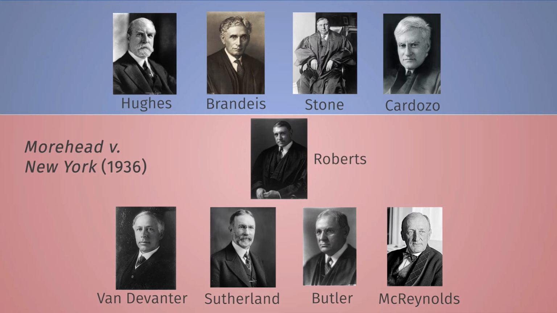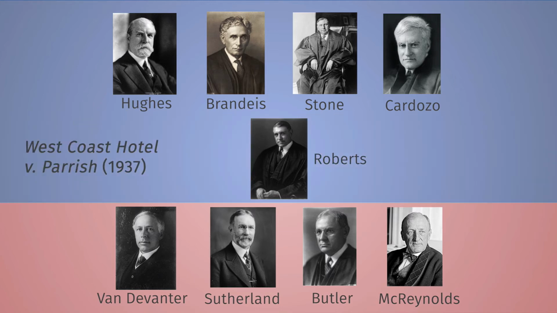But in West Coast Hotel versus Parrish, they expressly asked the court to overrule Adkins. And by a 5-4 vote, the court did exactly that. Justice Roberts once again cast the deciding vote, and Chief Justice Hughes, one of the Hoover appointees, wrote the majority opinion.